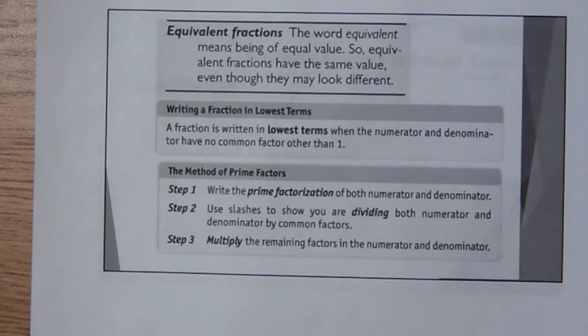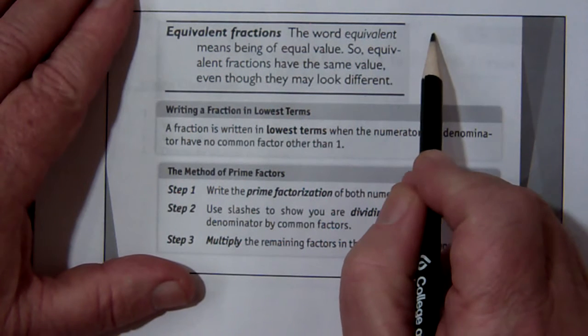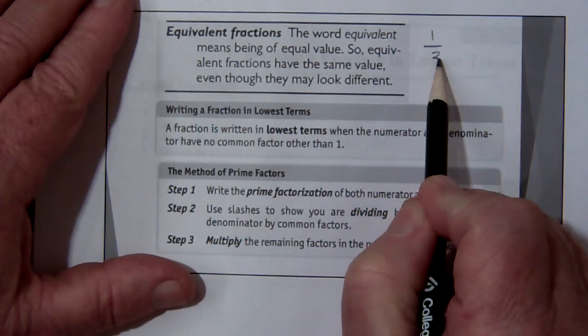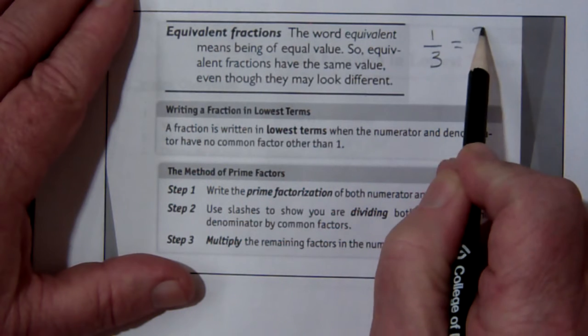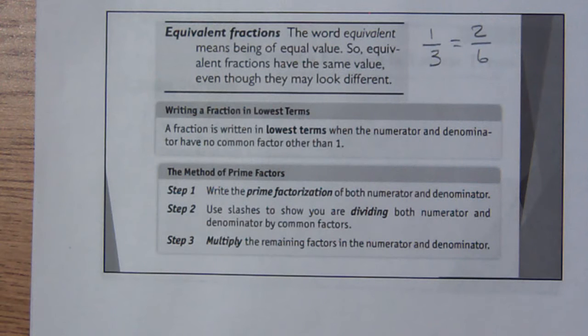So let's begin with some definitions. Equivalent fractions is defined the following way. The word equivalent means being of equal value. So equivalent fractions have the same value even though they may look different. So, for example, 1 over 3 is equivalent to 2 over 6 because they're both in lowest terms equal to 1/3.